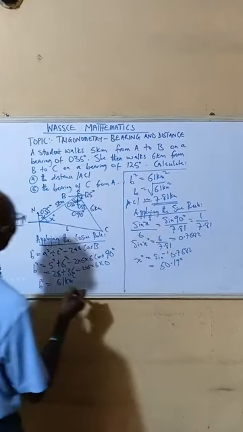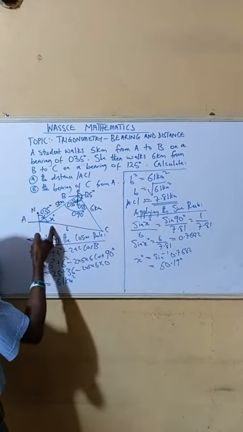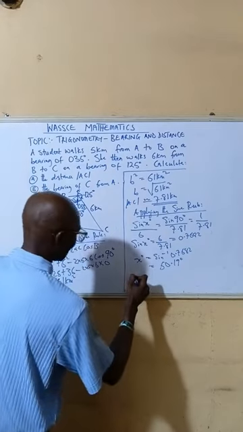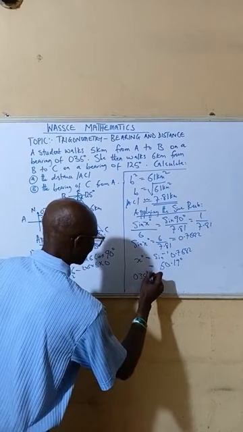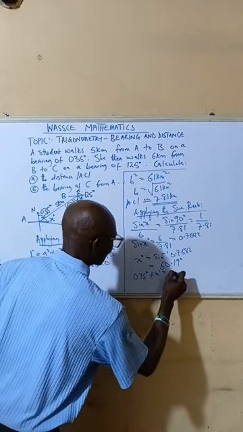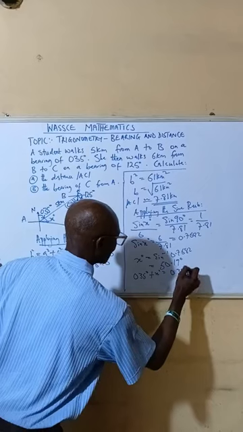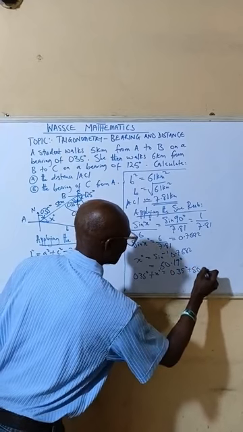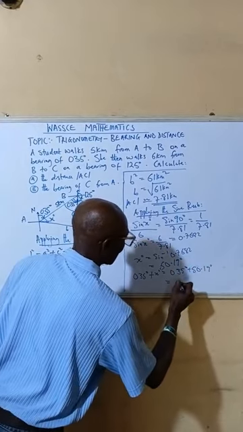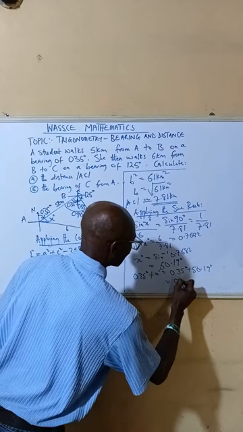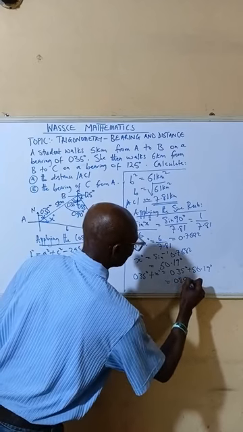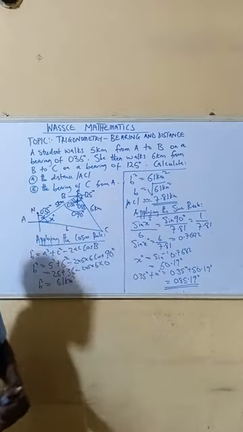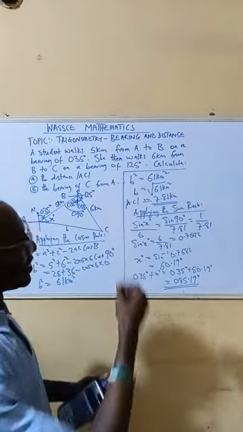But the question says bearing of C from A, which means you add 35 degrees to what you have as x. So bearing of C from A is 35 degrees plus x degrees, which is 35 degrees plus 50.19 degrees, and that gives you approximately 85.19 degrees. And this is how to solve problems involving bearing and distance.